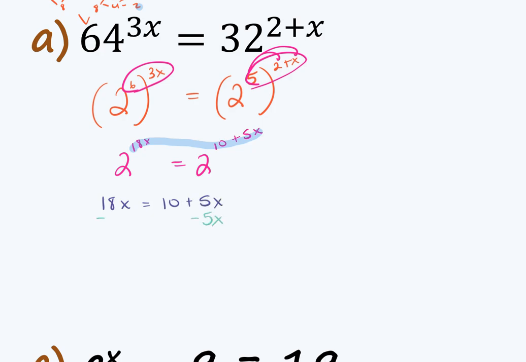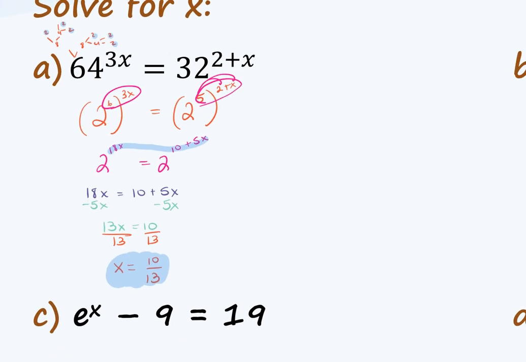Subtract the 5x, 13x equals 10, and divide both sides by 13. And x equals 10 over 13. So this type of question would be on the non-calculator portion because you can change the base to be the same and you don't have to ln both sides.